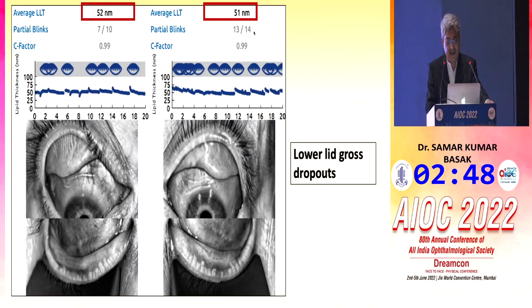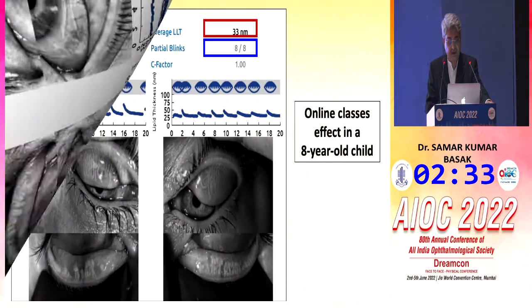You see that this patient had an LLT of 51 and 52. And if you see the lower lid of both eyes, you will see gross dropout areas of meibomian glands.